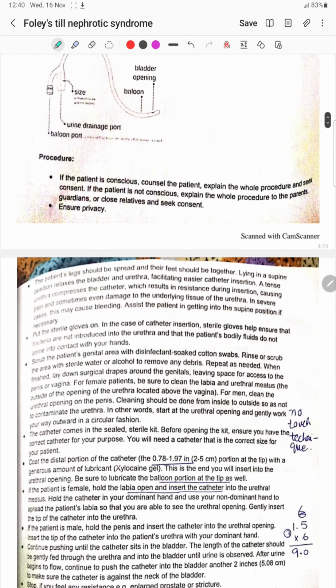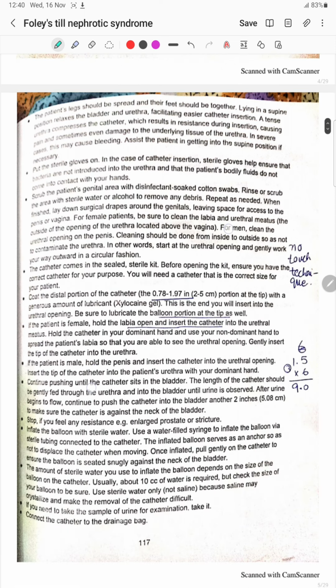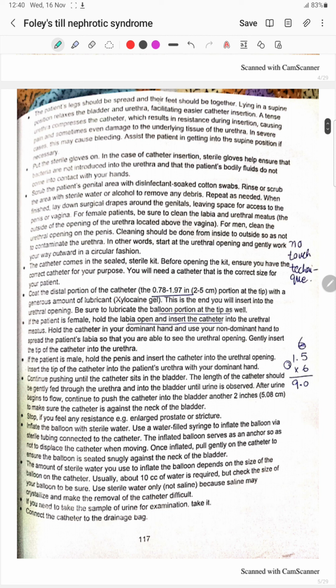So, procedure: if a patient is conscious, counsel the patient, explain the whole procedure and seek consent. If the patient is not conscious, explain the whole procedure to the patient's guardians or close relatives and seek the consent. Ensure privacy. The patient's legs should be spread and their feet should be together. Lying in a supine position relaxes the bladder and the urethra, facilitating easier catheter insertion.